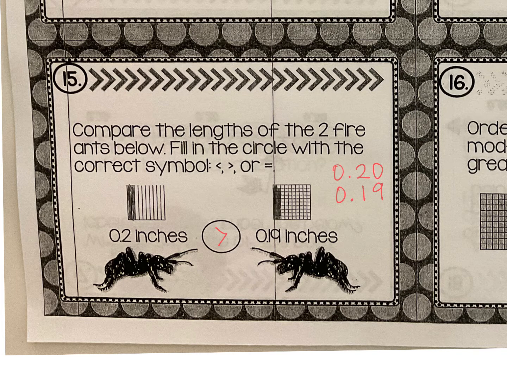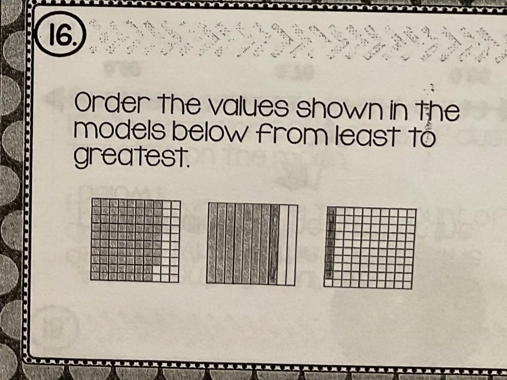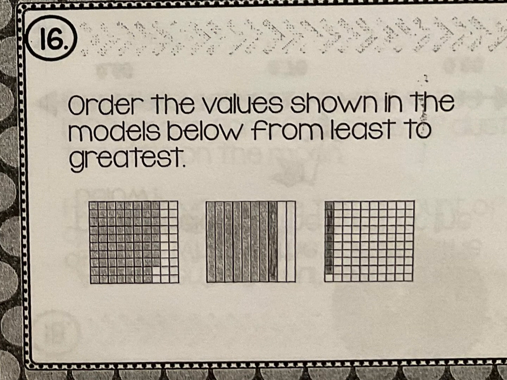Okay, number 16. Did you go and write the decimals for each one? I want you to go do that right now if you have not done that. Once you've done that, we're going to order the values shown in the models. We're going to order them from least to greatest. Least to greatest.